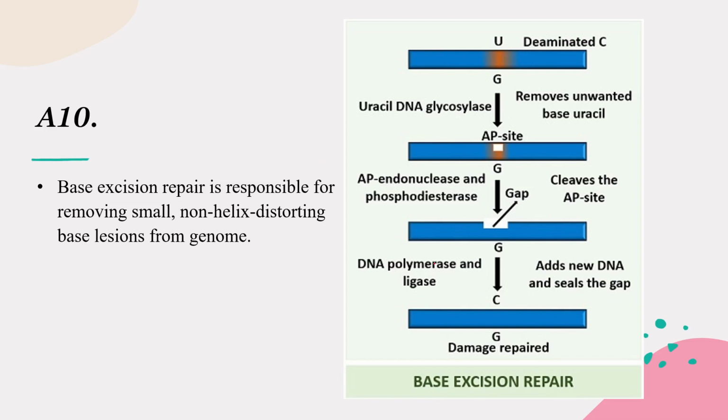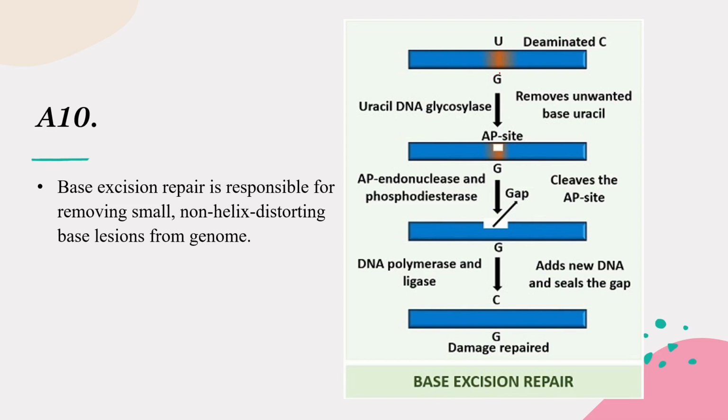Let's look at the schematic diagram. Base excision repair is responsible for removing small non-helix-distorting base lesions from the genome. For example, cytosine is deaminated and becomes uracil. So what will happen then? Uracil DNA glycosylase is an enzyme that will move to the mutation site and remove the unwanted base uracil.